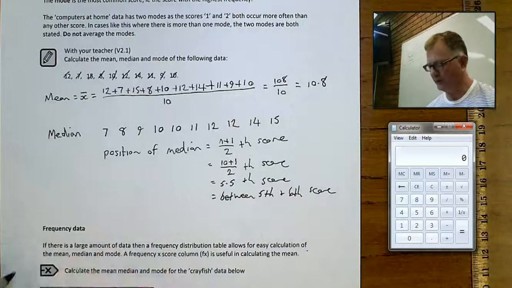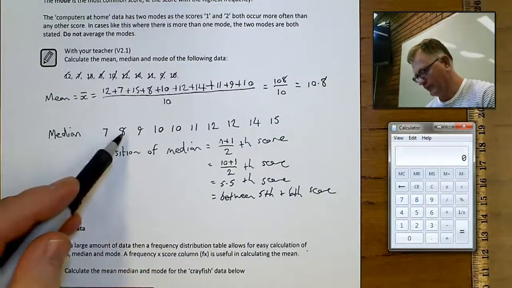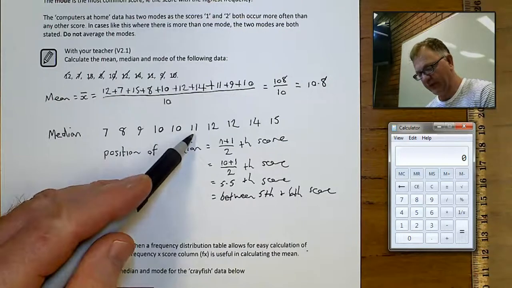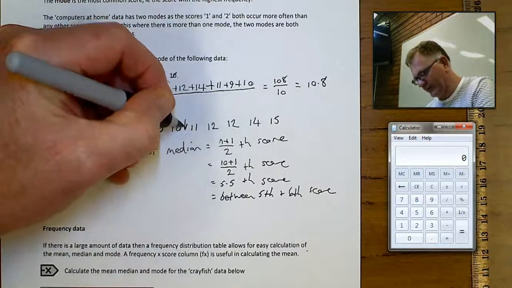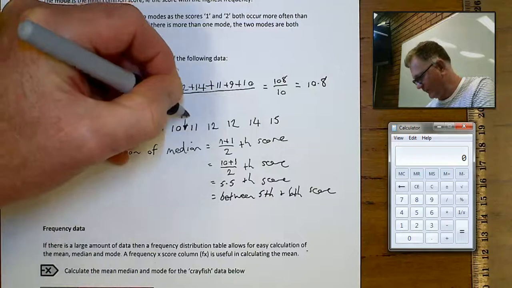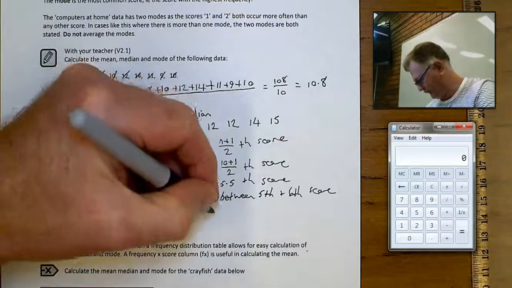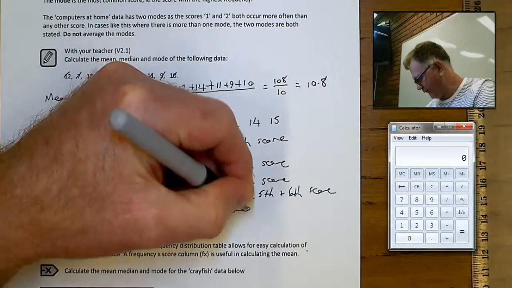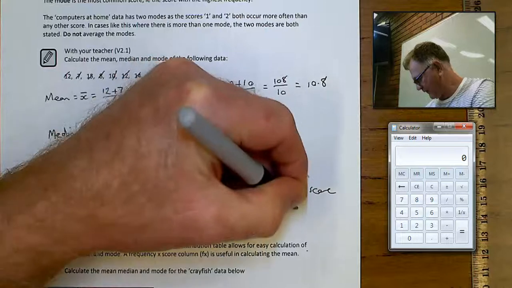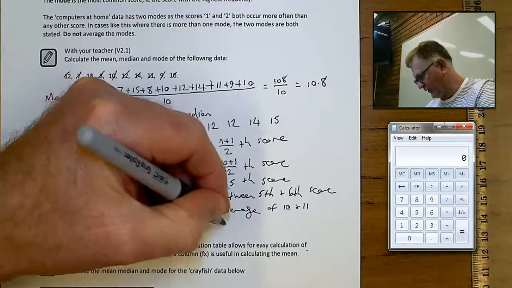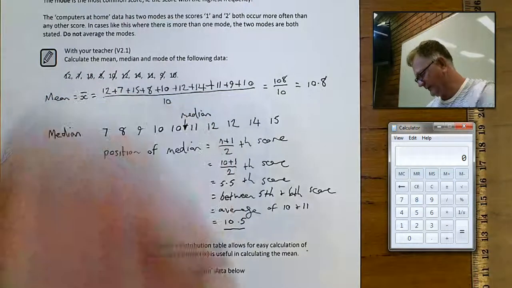So all we have to do is work out the 5th score and the 6th score. 1, 2, 3, 4, 5. That's the 5th score, that's the 6th score, and the median must sit between the two. So it sits between 10 and 11. That makes it the average of 10 and 11. The average of 10 and 11, or halfway between 10 and 11, is equal to 10.5. That is the median.